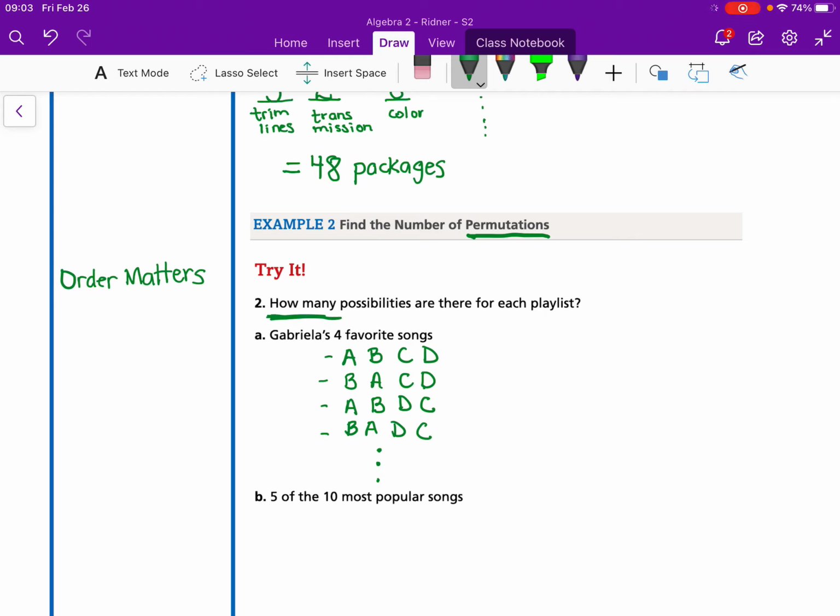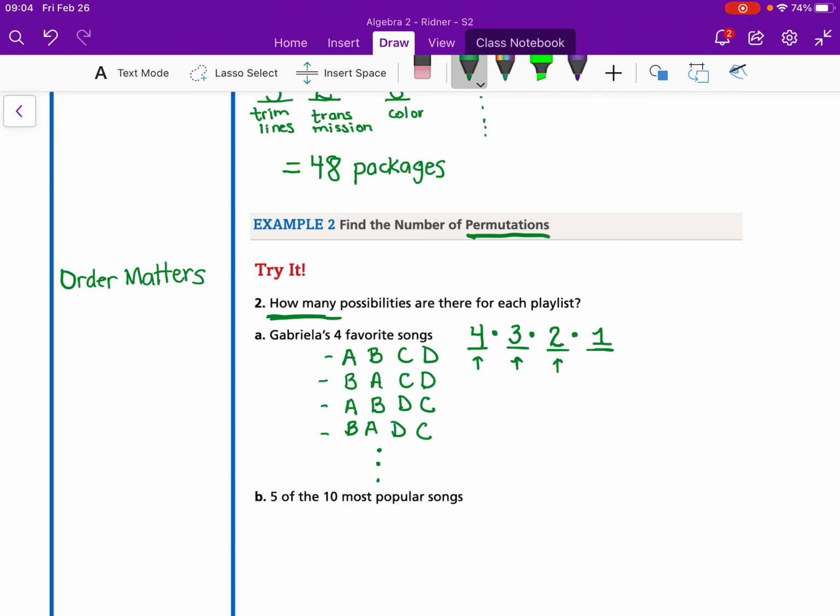So what I can do is think about each one as an event. There are 4 songs, and there's each song. For the first song, I have 4 different options. Then for the next song, I don't know which letter, but there's a song there, I then have 3 more to choose from. Then for the next song, I have 2 songs left to choose from. Once I get a song there, I only have 1 to choose from for that last option.